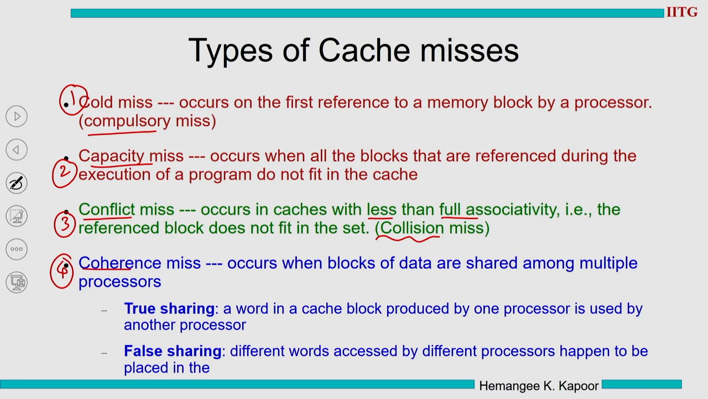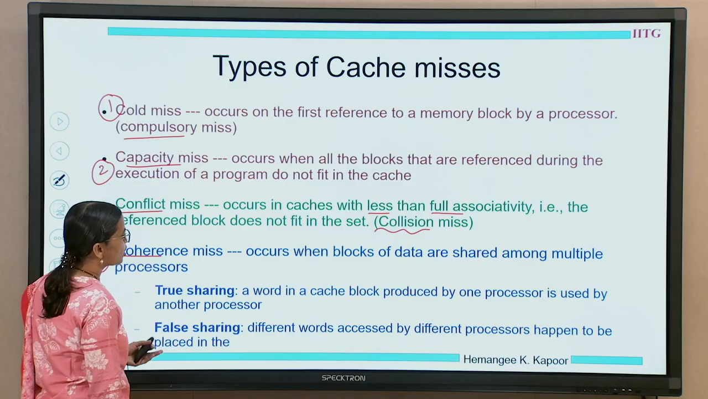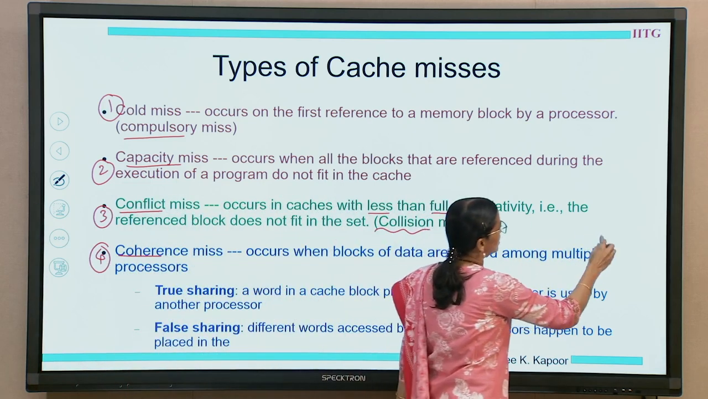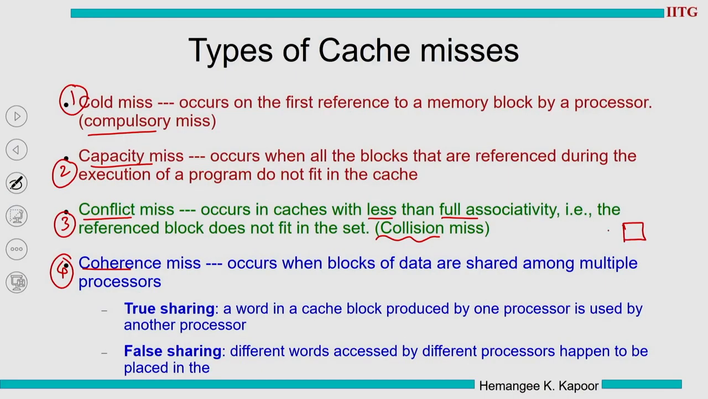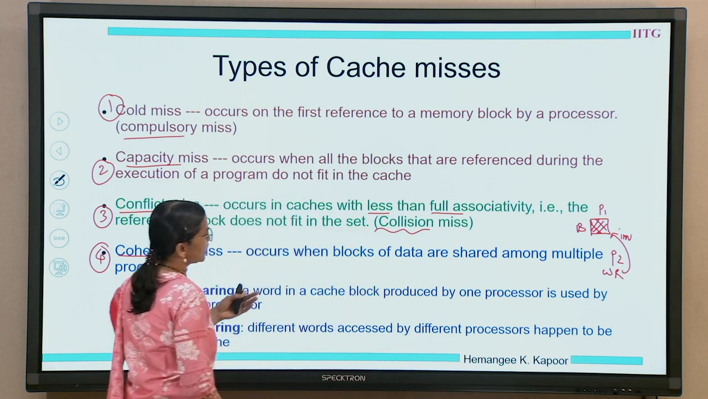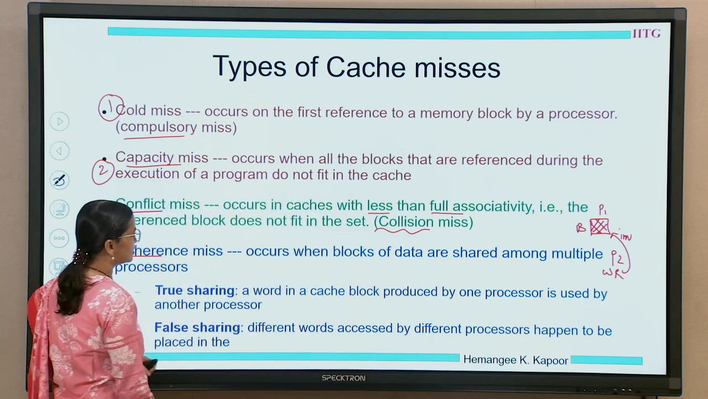So this is the new miss we are going to discuss today. This miss occurs because the blocks of data are shared among multiple processors, right? So if I have a block B shared in a processor, and another, say P1, has this block, and P2 wants to write to this block. What will happen? It will send an invalidation to this block in P1, and P1 will have to relinquish B for P2 to write to it. So in future, when P1 wants to access B again, it will incur a cache miss.